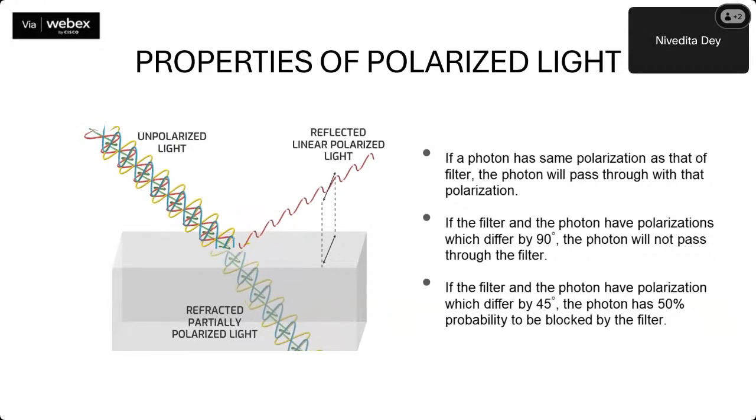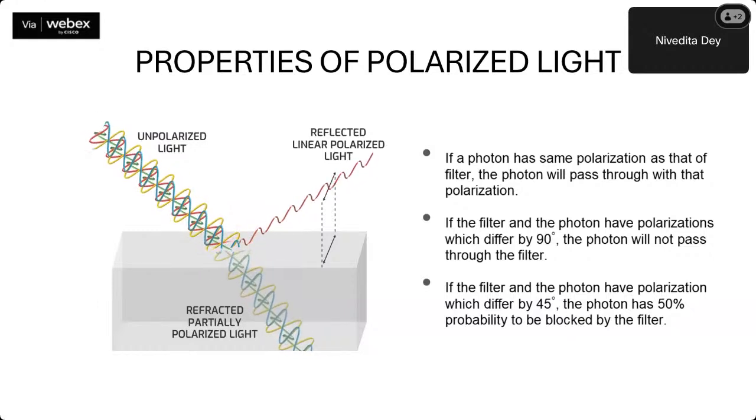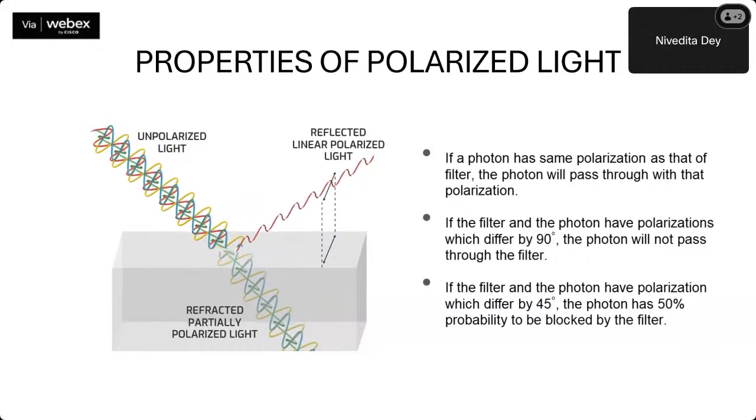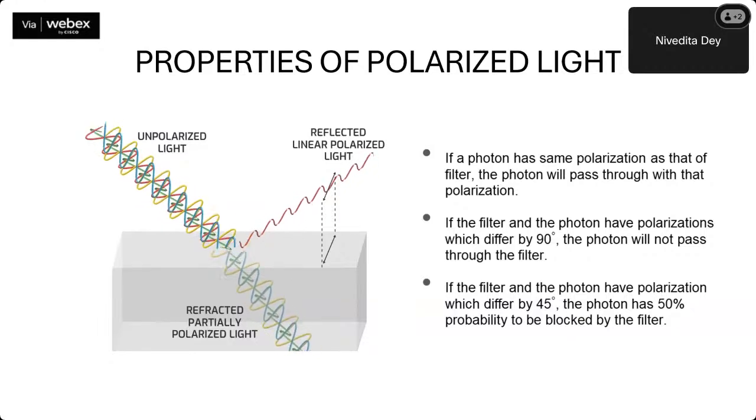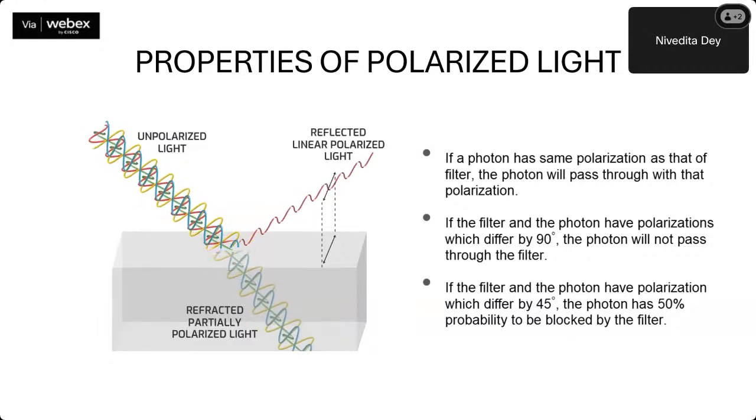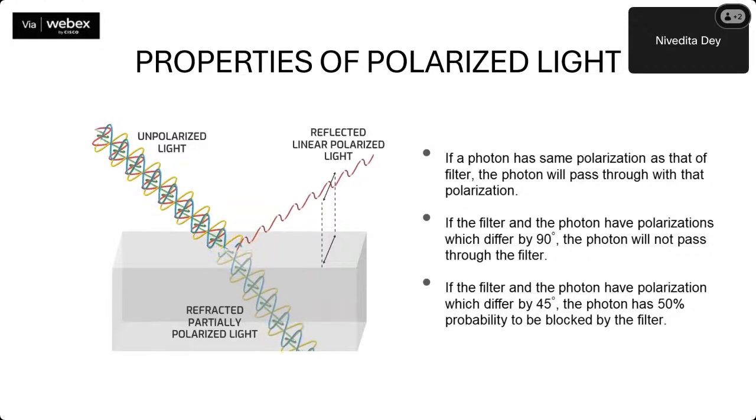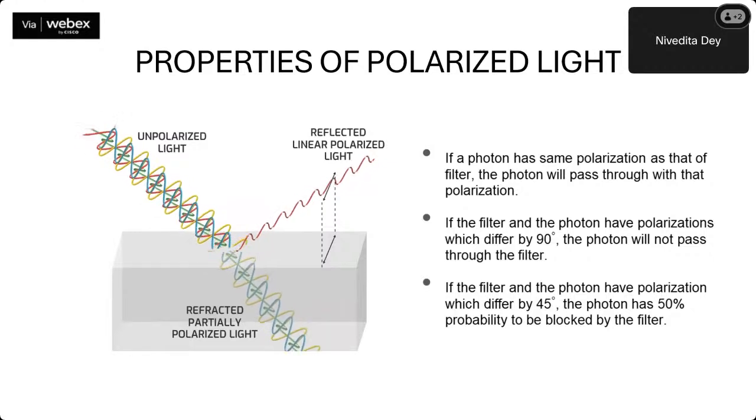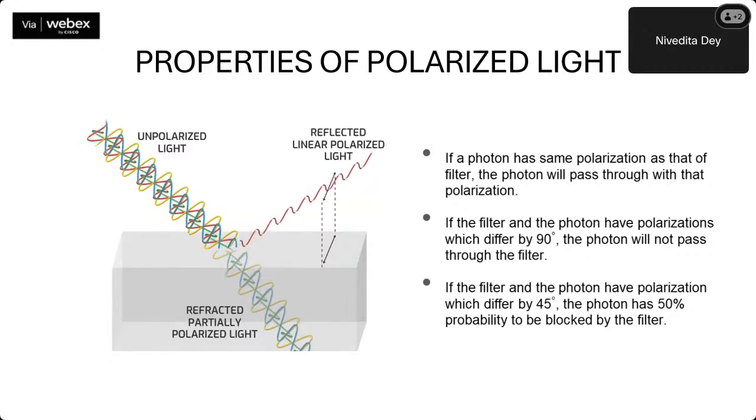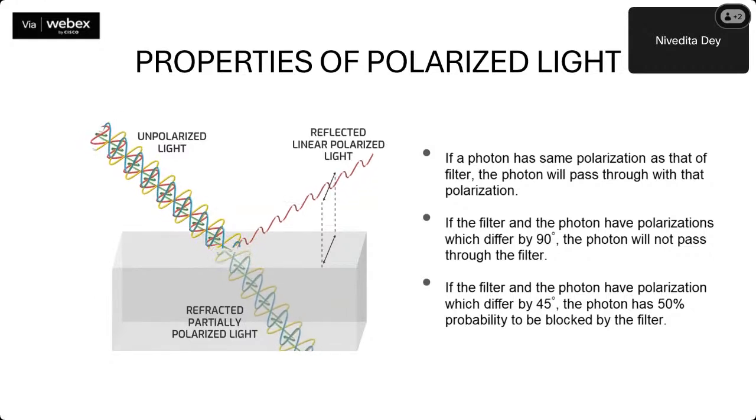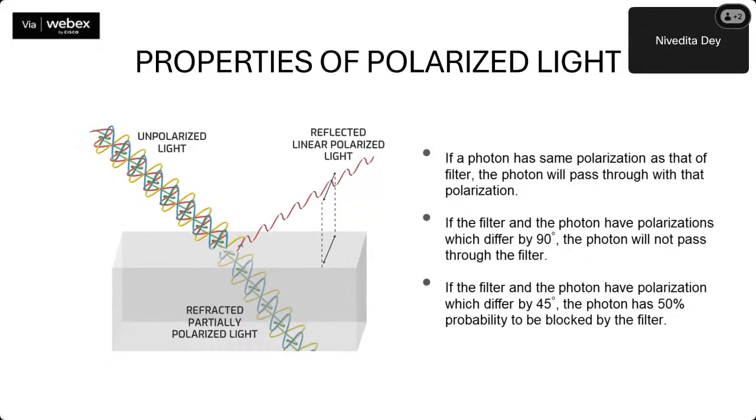So it says that if the filter and the photon have polarizations which differ by 45 degrees, that is, one is in a horizontal-vertical basis and the other is in a plus-minus basis, any one of them can happen. So the photon has, in that case, a 50% probability of being blocked by the filter. Definitely, it should happen. Okay.